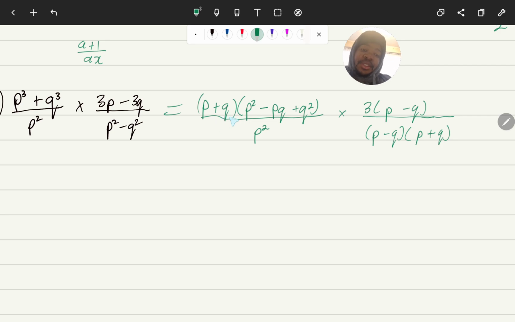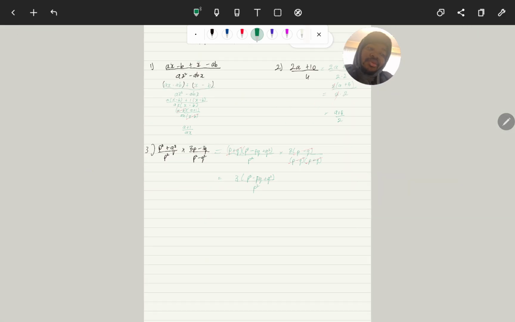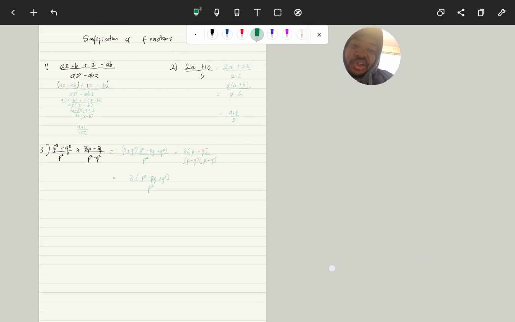So you're done. Now you realize that this p plus q will divide this one, and then this one will divide this one, and therefore your final answer is going to be 3 into p squared minus pq plus q squared, right? And then here you have p squared, right? And then there's nothing more we can do. We are done solving this problem. Let's go to the next slide.